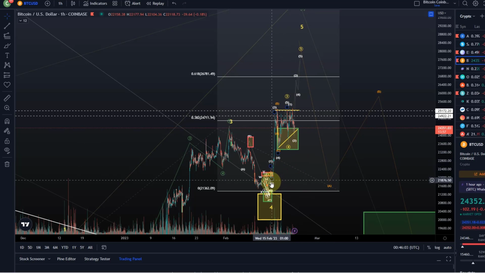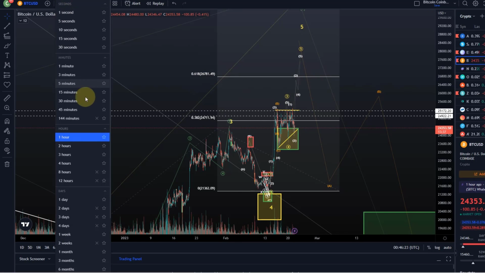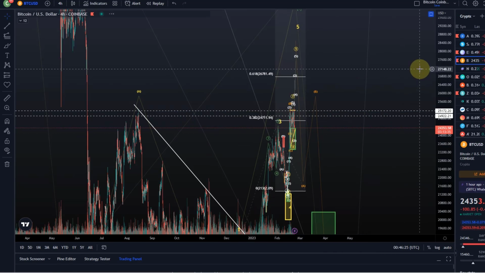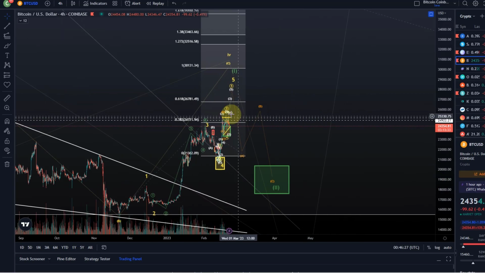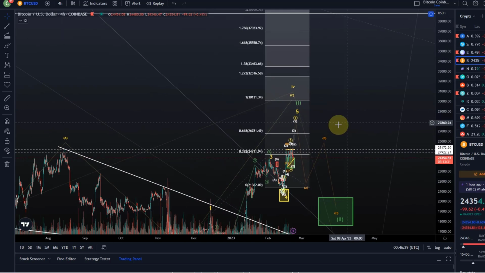Looking at the sub-wave structure though, I would still expect one more high at least. Yeah, because yes, I can count it as a 5-wave move up here in the wave 5, but it's not crystal clear. Therefore, I primarily would expect one more higher high. And that would take us to 26.7, 26.8K, the 61.8 fib extension. That's the next likely target, yeah, which would be my primary target actually.